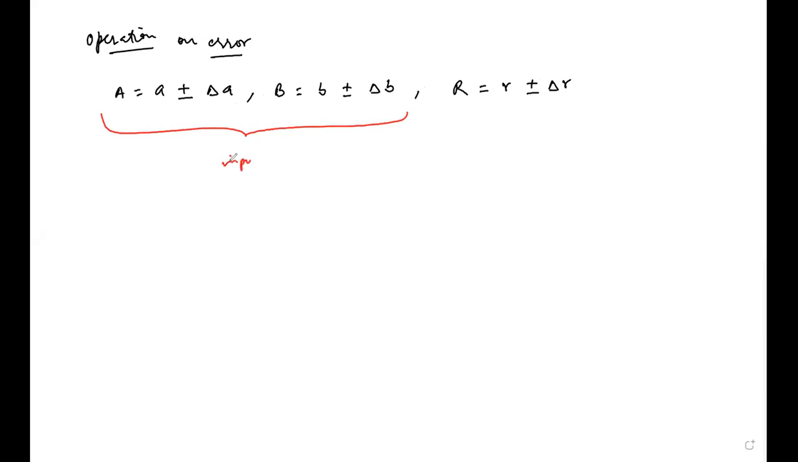Suppose you have A equals A plus minus delta A. This is your first input. B equals B plus minus delta B is the second input, on the basis of which the resultant will be R plus minus delta R. So these two terms are input and this is output related to any operation.